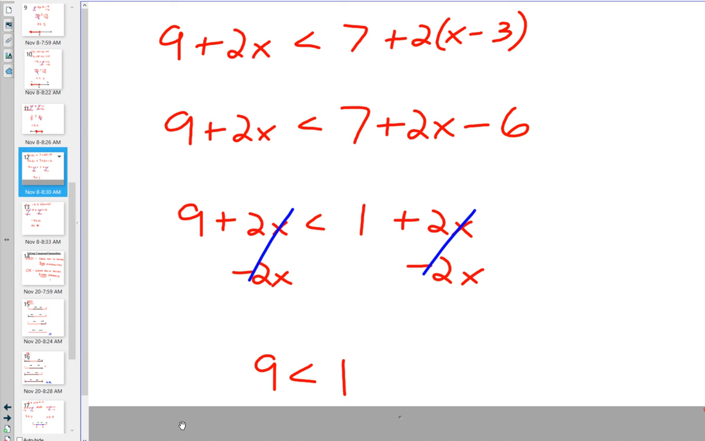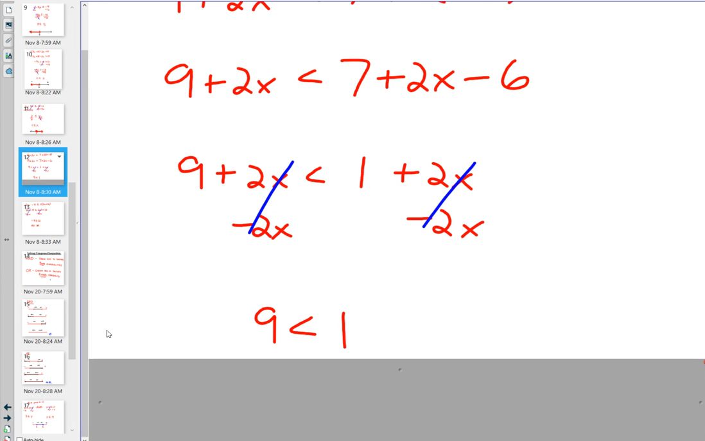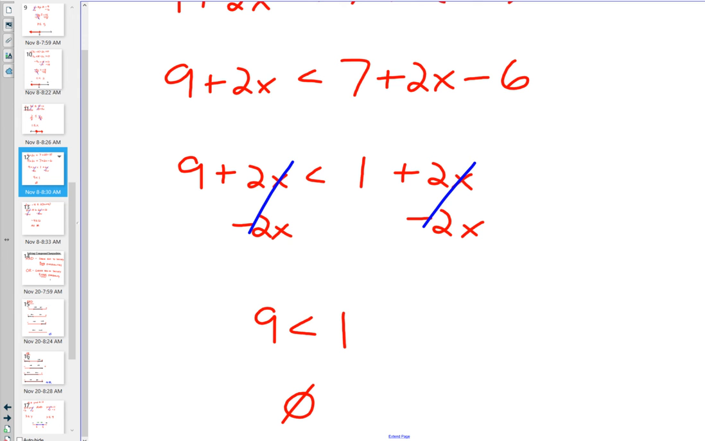but we still have to judge whether or not it's true or false. This says that the number 9 is less than the number 1. Is that true or false? So because it's false, that's why it's no solution. That's a little symbol for no solution. It's called the empty set. If there's no solution, there can be no shading, which means there can be no graph.